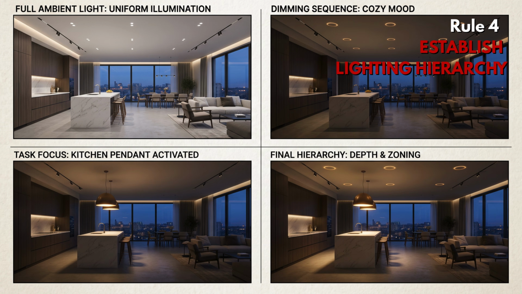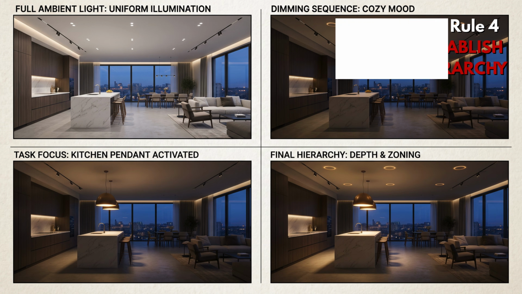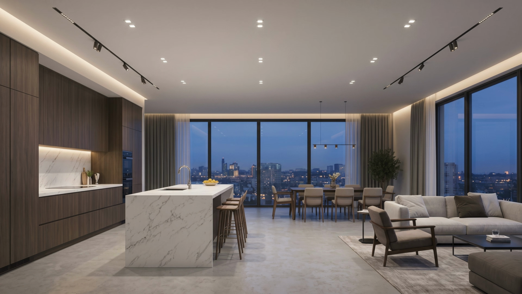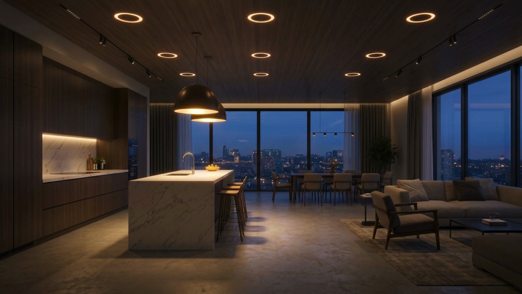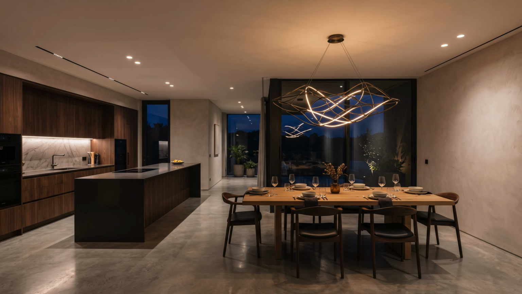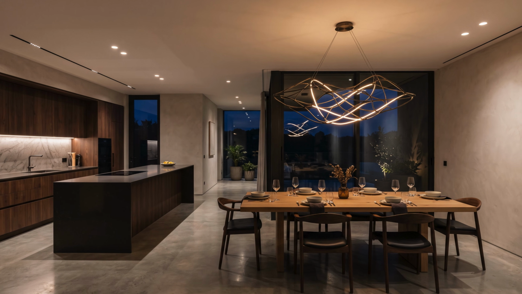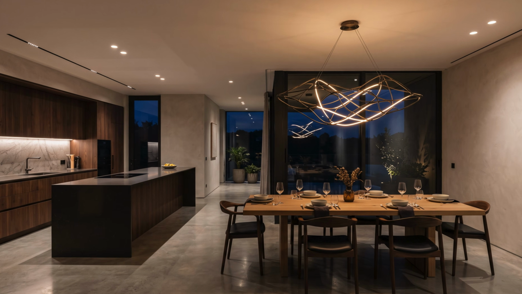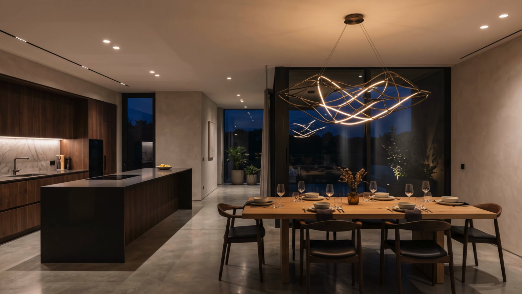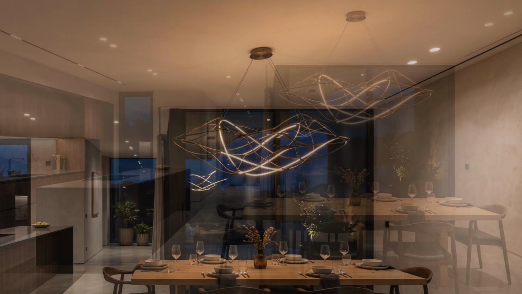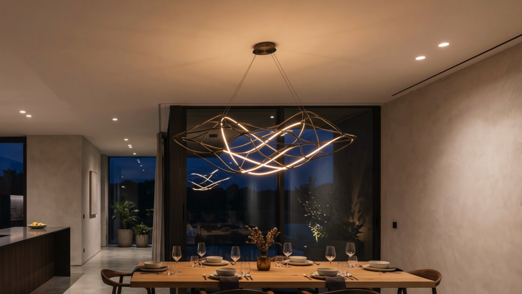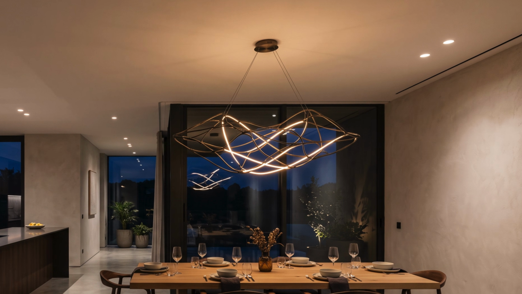Rule 4. Lighting hierarchy. Keep surrounding task lighting recessed or minimal, allowing a single statement pendant over the dining table or island to serve as the visual focal point. Here's a clear example of lighting hierarchy in action. Clean, subtle recessed lights handle the perimeter task areas, leaving that sculptural warm pendant to act as the undeniable hero piece over the dining setup.